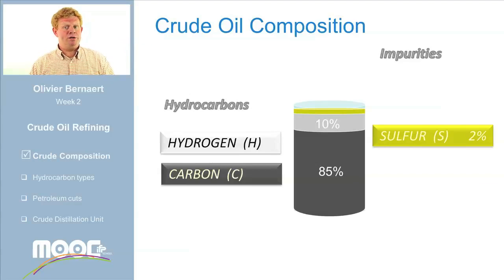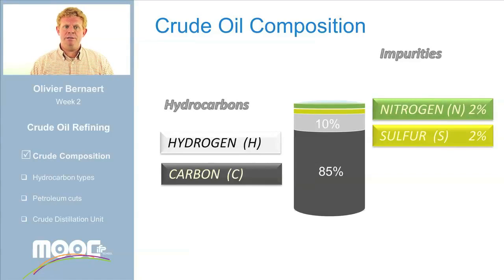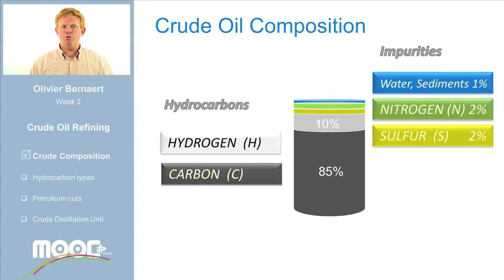We find other impurities, including nitrogen, typically around 2%, water, salt and sediments, which could be present in the crude oil. Water and salt must be removed from the crude oil at the inlet of the refinery. This is to avoid corrosion problem and fouling by salt deposition in the units of the refinery.